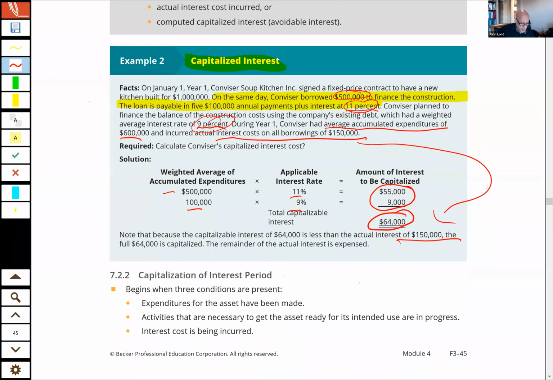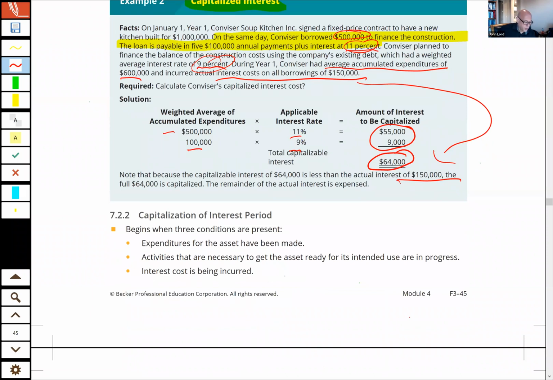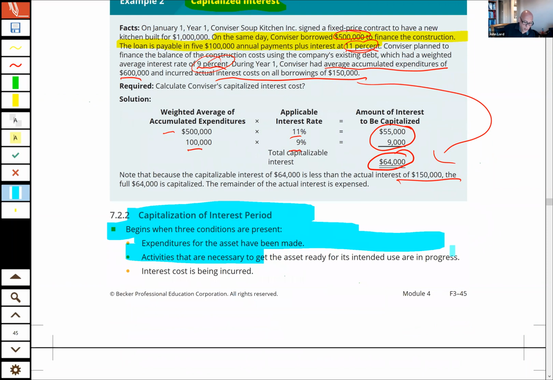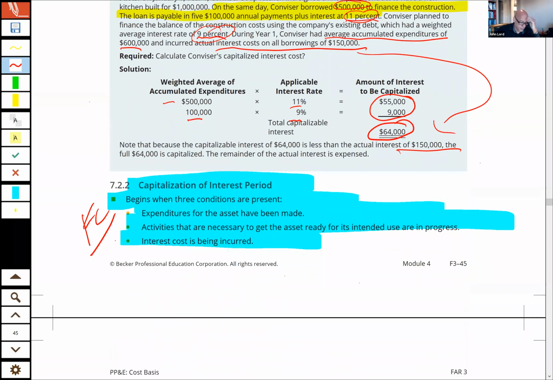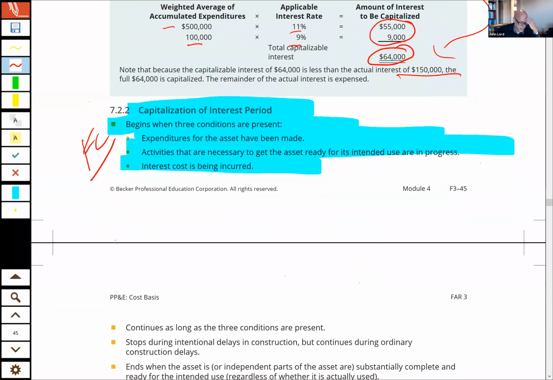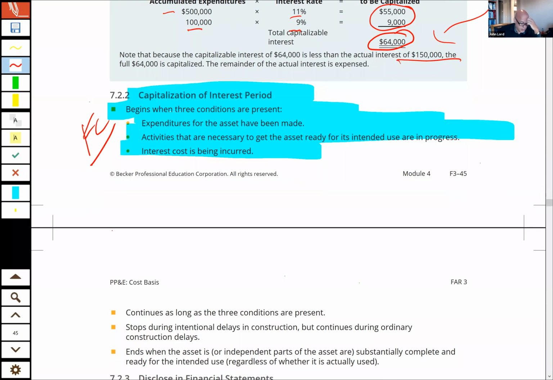Okay. Now, in order to capitalize interest, guys, go ahead and flashcard this. And notice when you get a rules heavy area, that's where you start flashcarding. I mean, this is one of the big complaints about US GAAP, it's rules based. There's a lot of rules here, right? So what do we got to do? We got to flashcard it. Okay, so expenditures are being made, activities are necessary, interest cost is being incurred.